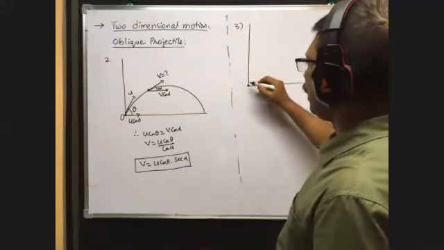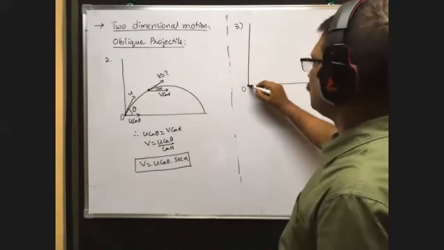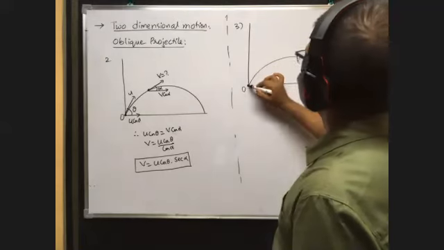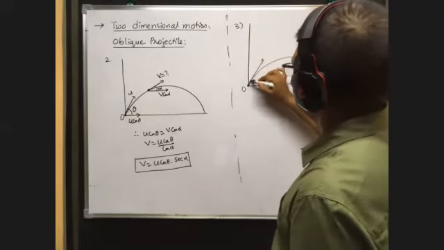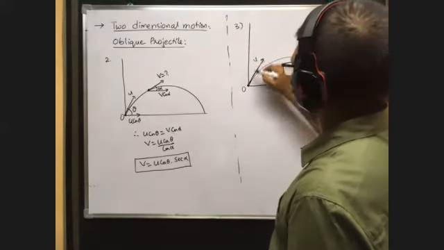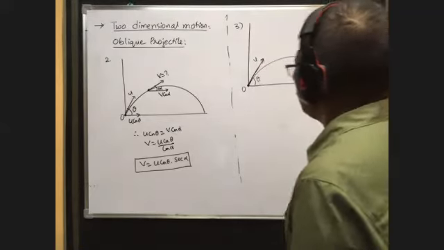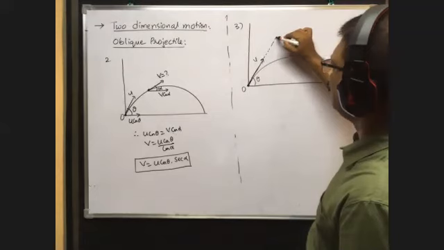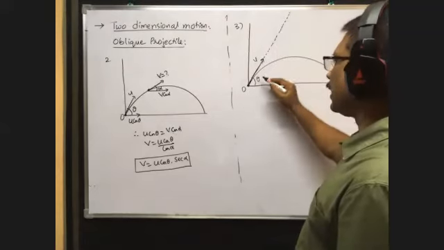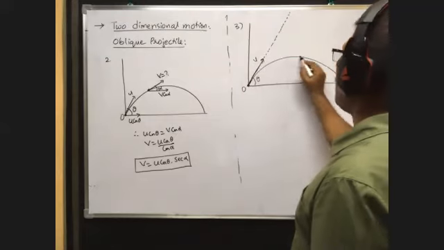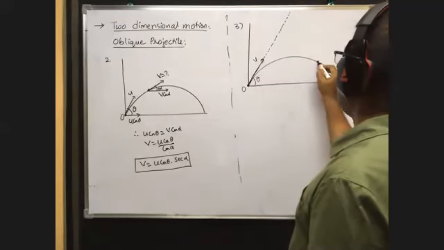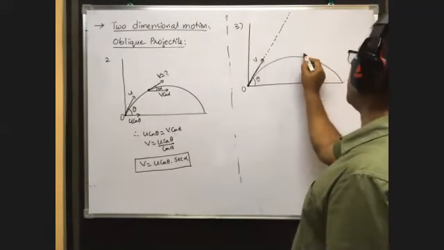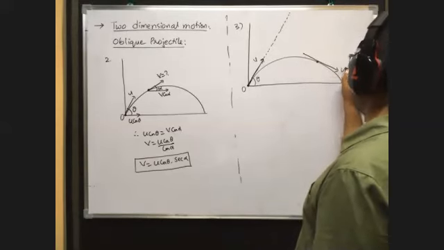Suppose an oblique projectile is thrown into space with a velocity u by making an angle of projection theta. At the point of projection, its direction of motion is along this direction. This is the initial direction of motion. But because of gravity, the direction of motion gradually changes, and after some time it reaches the point here, its velocity is along the tangential direction. So you draw the tangent at this point. Its velocity direction is in this direction.